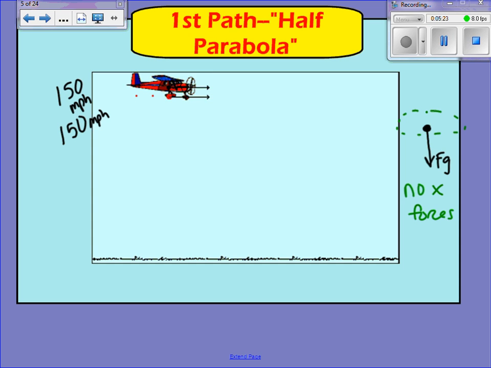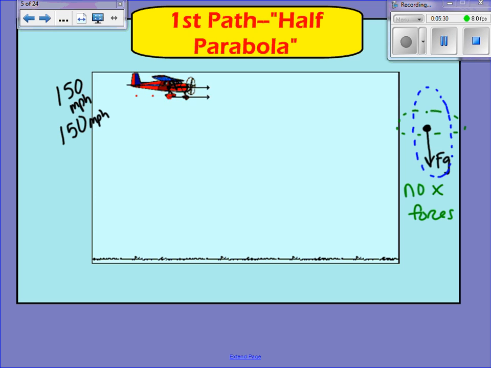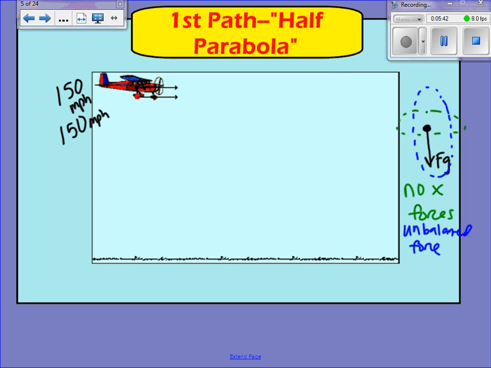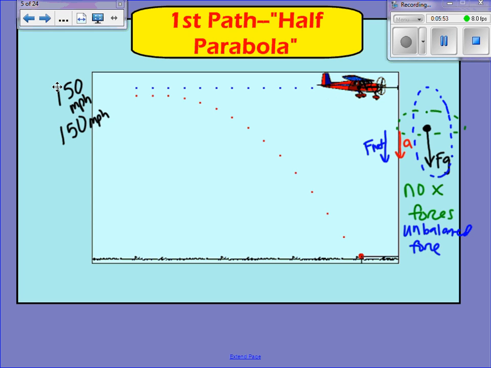Now, on the other hand, the object is experiencing y forces. It's experiencing the force of gravity, and the force of gravity is the only force in the y direction. Since there is an unbalanced force in the y direction, namely the force of gravity, and unbalanced forces cause net forces, there's also an acceleration in the same direction. And that's why the object accelerates as it moves down.